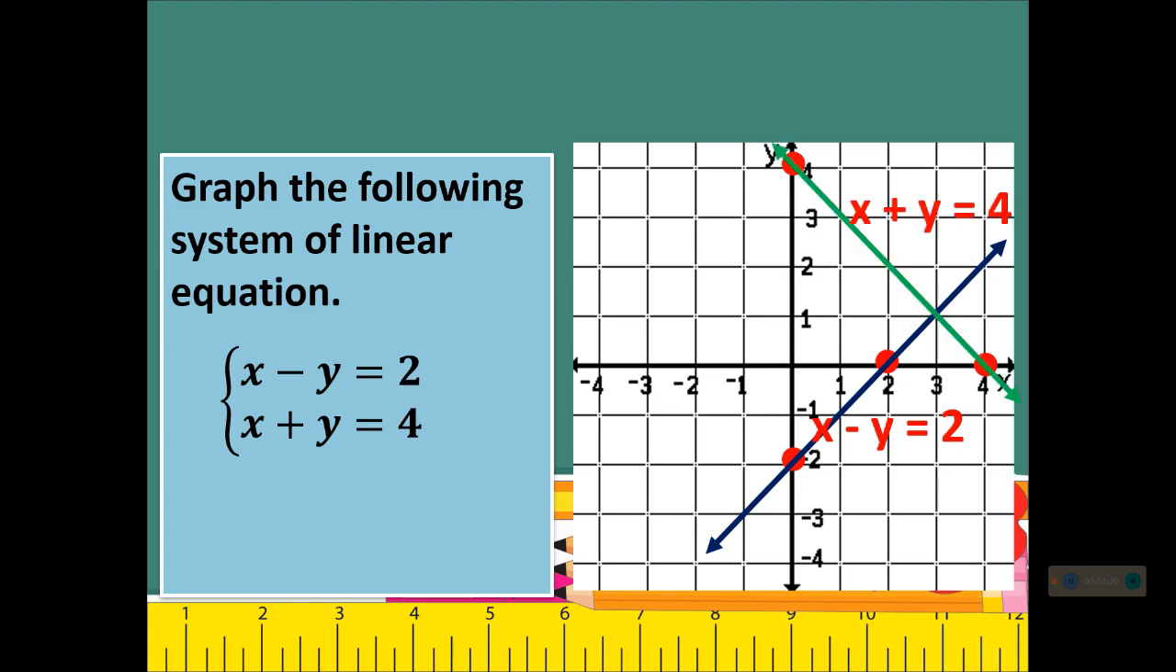And then, do not forget the label. So, that green line is the graph of the second equation of the system, x plus y equals 4. Okay? So, this is now the graph of the given system.